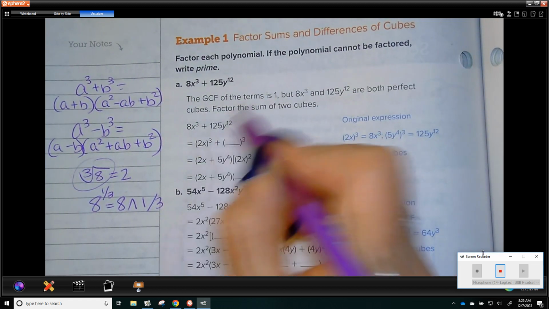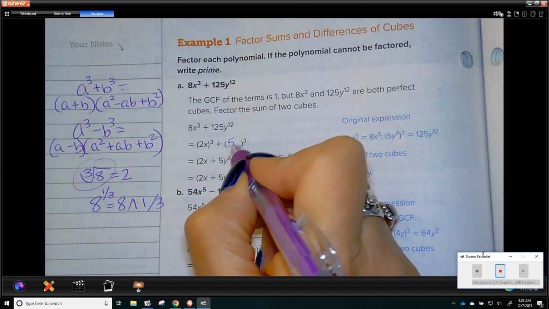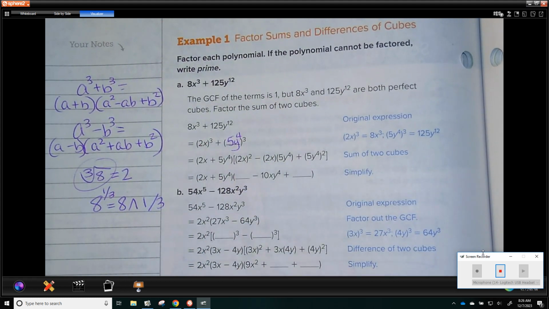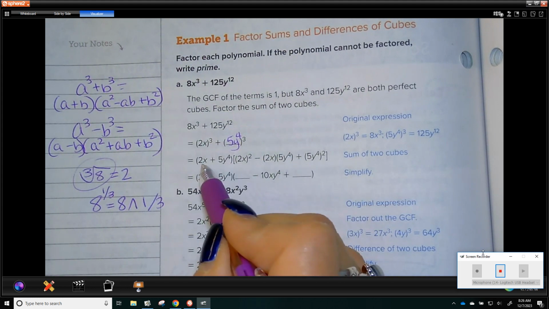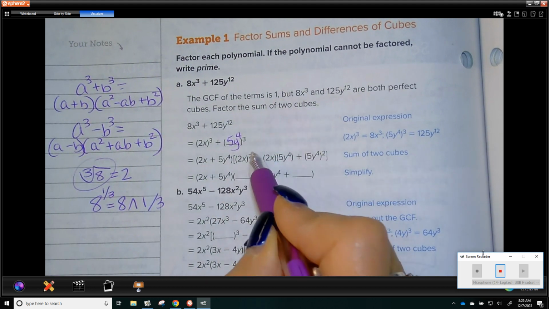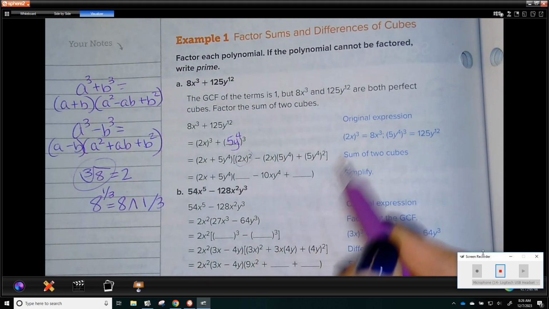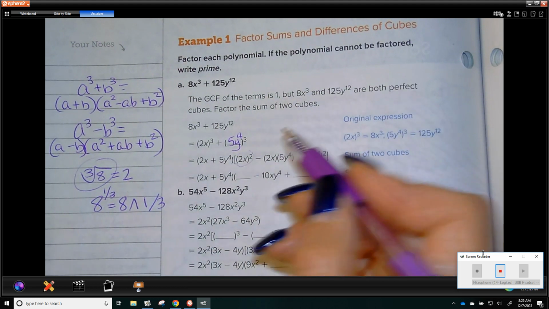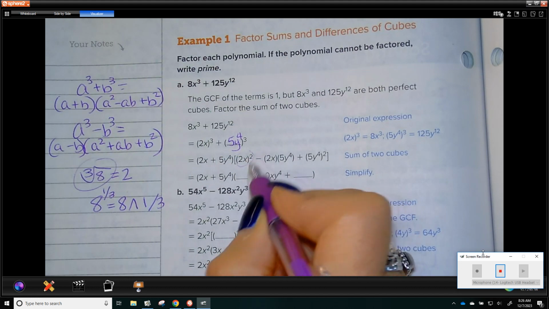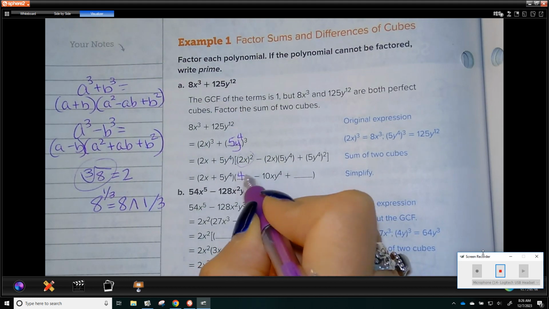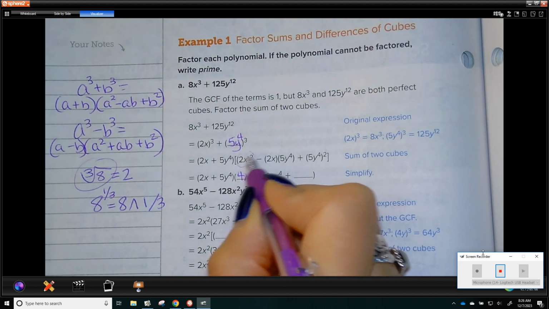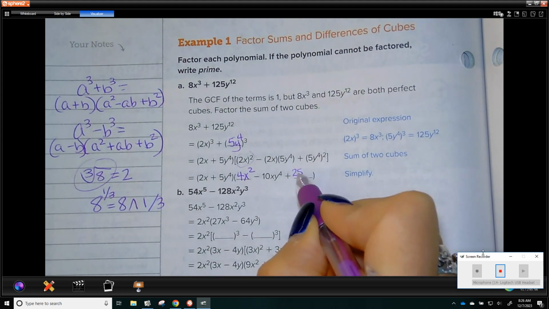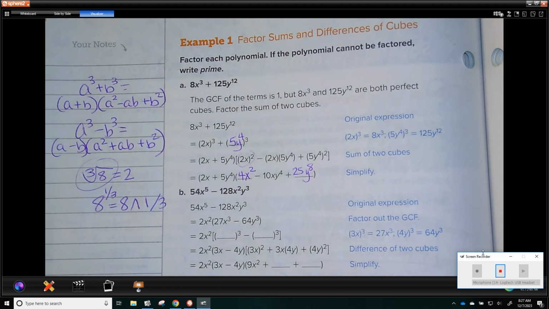So this a is 2, this a is 5, y divided by 3 is 4. So there's our a and b. So since it's plus, I have a plus b, a squared minus a times b plus b squared. So this is the same, but this is 2 squared. A lot of people miss that on the test. This is 2 squared and x squared, and this is 5 squared y to the 8th.